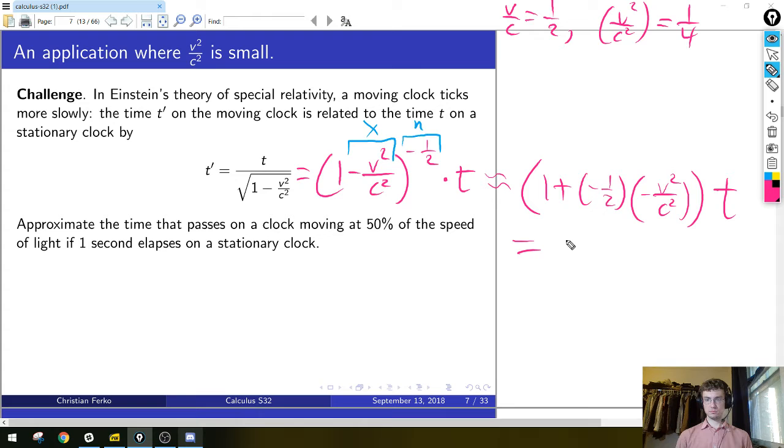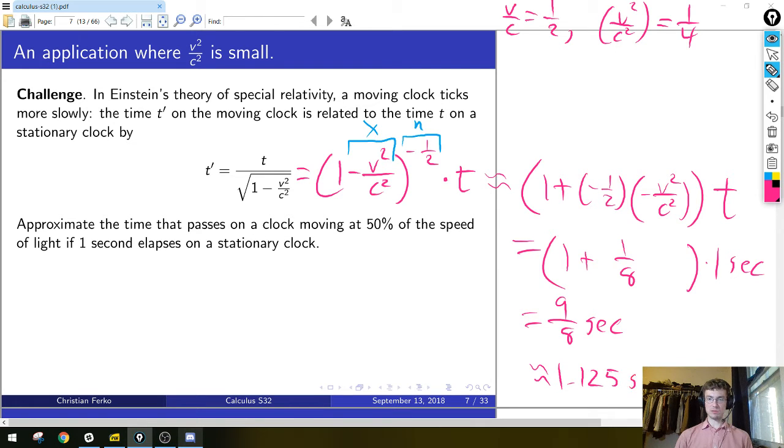So this is going to be, well, since t is 1, we can effectively eliminate it. Yeah, good. So I'll just put 1 here. And by fraction multiplication, we are going to have 1 plus 1/8. Good, 1 plus 1/8. So this is 9/8 of a second, or, I hate decimals, but just to give us a sense, 1/8 is 0.125. So this is 1.125 seconds.